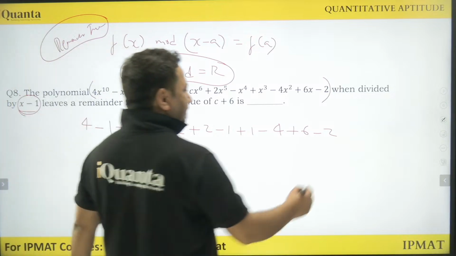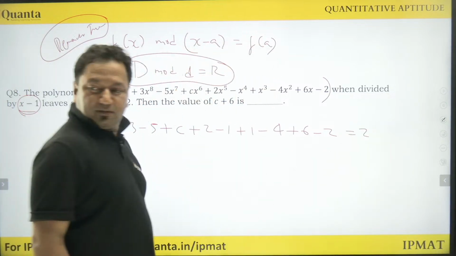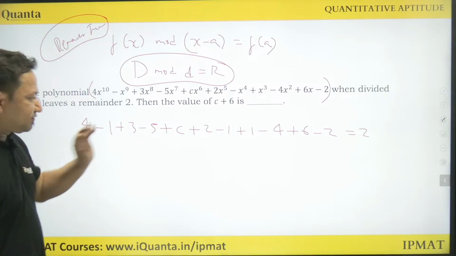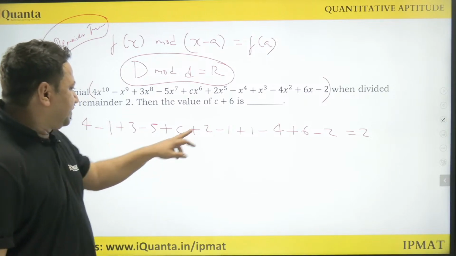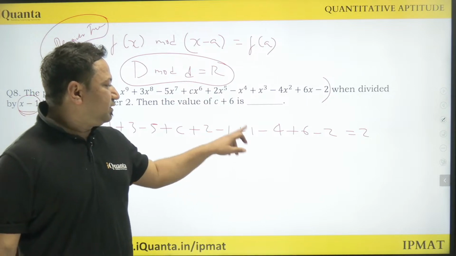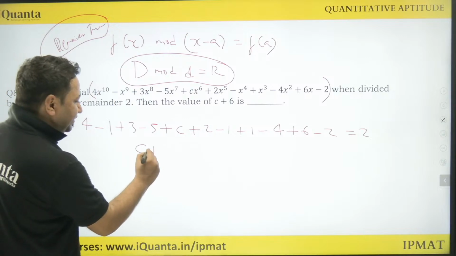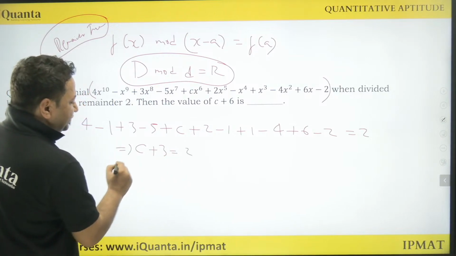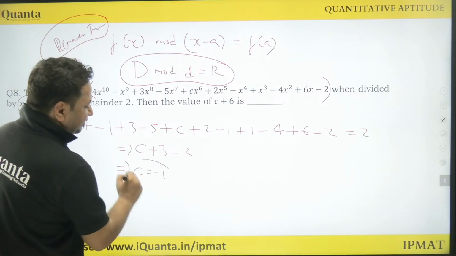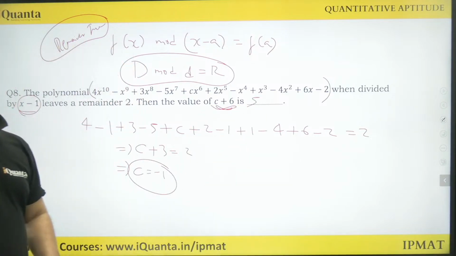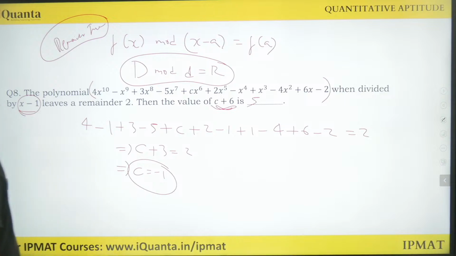Cool. This should be equal to 2, the remainder. All right. Let's add them all. 4 minus 1, 3 plus 3, 6 minus 5, 1, 3, 2, 3, minus 1, 5, 3. So we have c plus 3 is equal to 2, which means the value of c is equal to minus 1. We have to find the value of c plus 6. Putting minus 1 here, we get 5 as the answer. Clear?